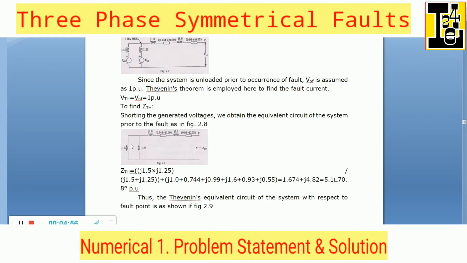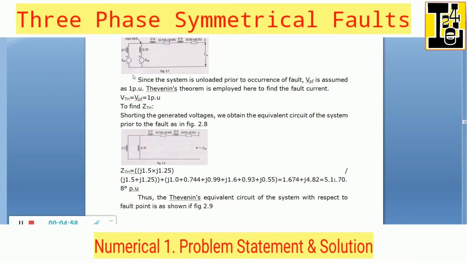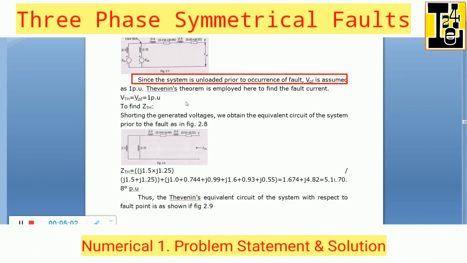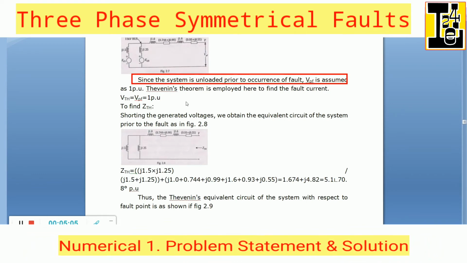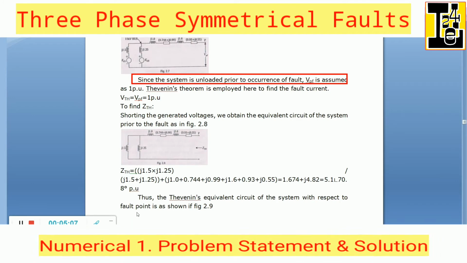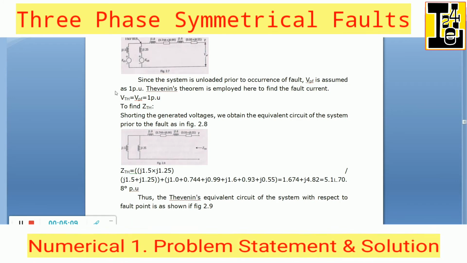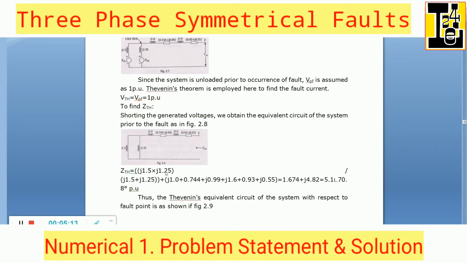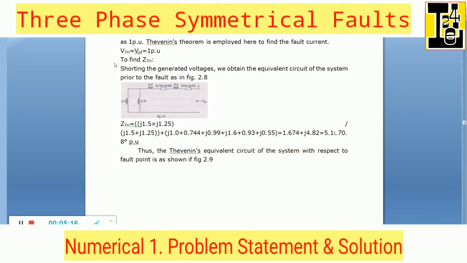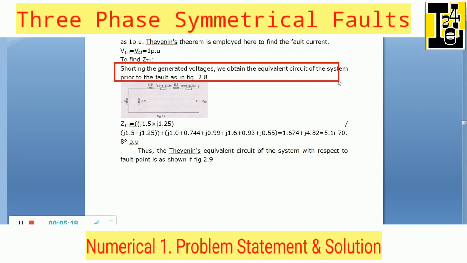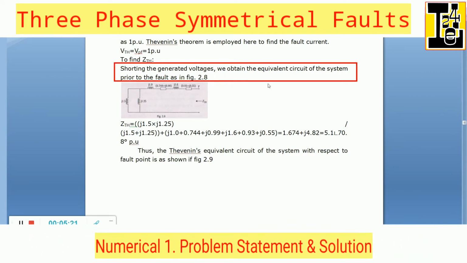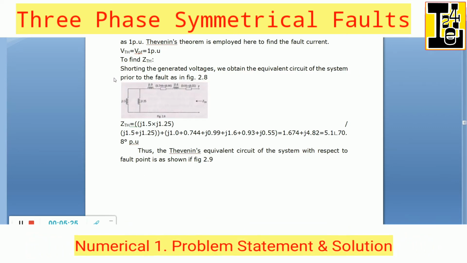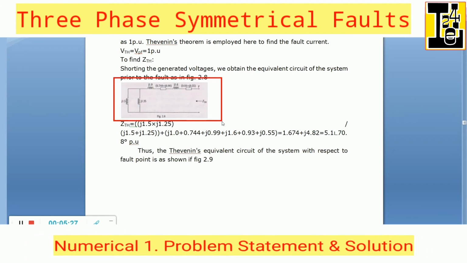Since the system is unloaded, we need to take V pre-fault as 1 per unit. Thevenin's theorem is employed here to find the fault current, and hence V Thevenin, the pre-fault voltage, is equal to 1 per unit. To find Z Thevenin, shorting the generated voltages, we obtain the equivalent reactance diagram of the system prior to the fault like this. So we need to short the EMF sources.